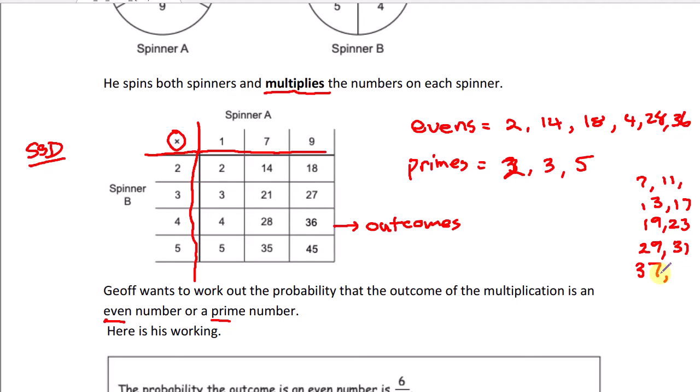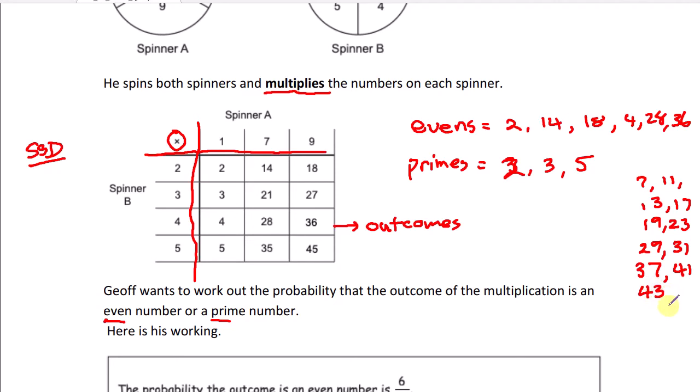I'm just going to factorise one for you. I want to check it. 41 would be a prime number as well. And now I'm getting too big. 43. 43 is prime as well. Now we're getting too far.